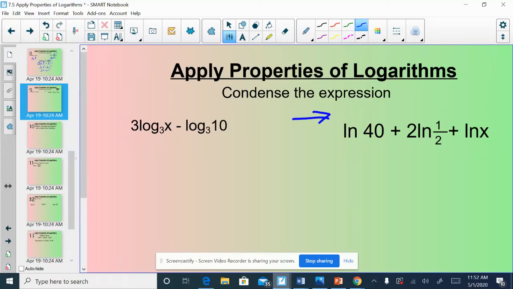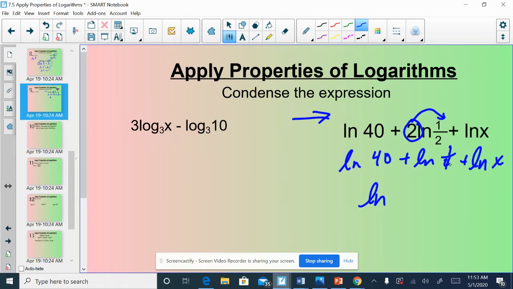Let's jump ahead to this one then. Once again, we have the natural log of 40 plus 2 times the natural log of a half plus the natural log of x. So we do know that this 2 should end up being an exponent on 1/2. I'll just do that first. That would give us ln of 40 plus ln of 1/2 to the second power. 1/2 times 1/2 is 1/4. Now we know that when we are adding, we can convert this into multiplying and combine it under one log. So that would be ln of 40 times a fourth, that's just 10, times x, ln of 10x.